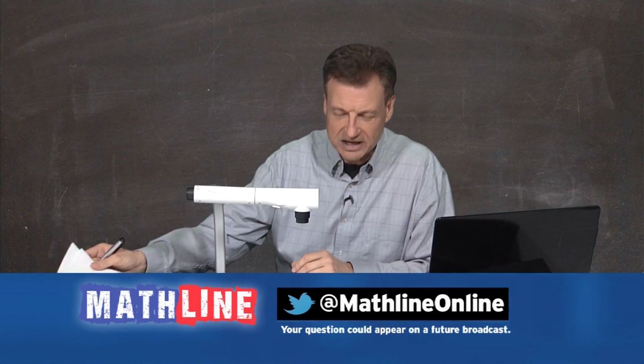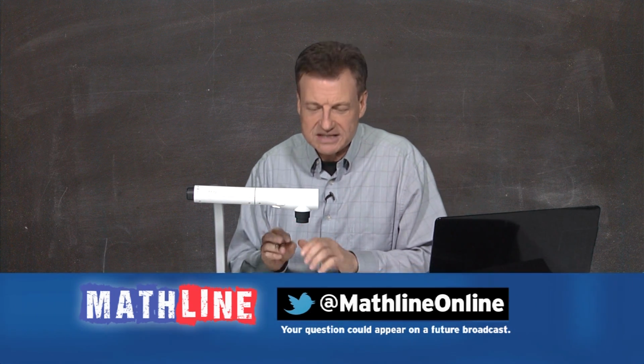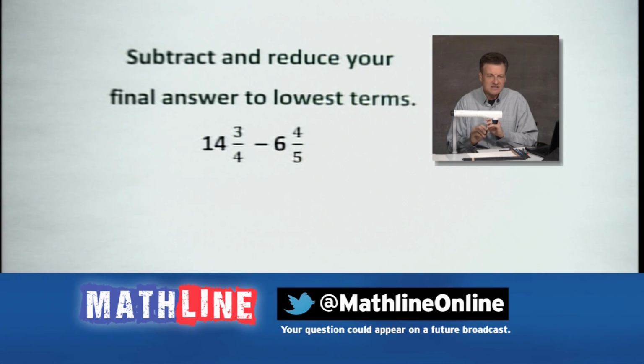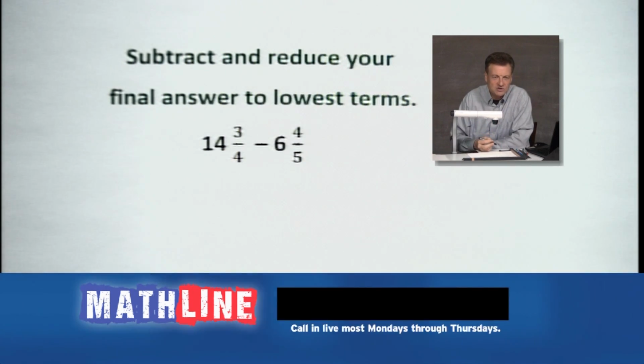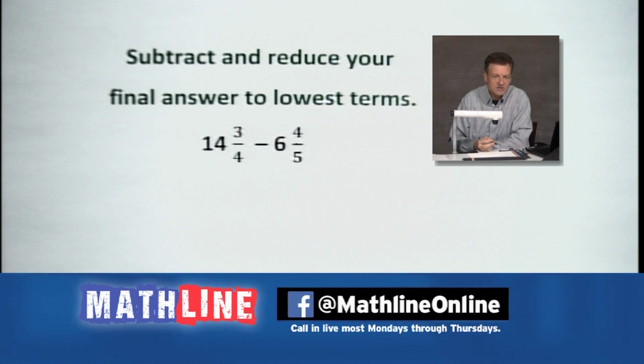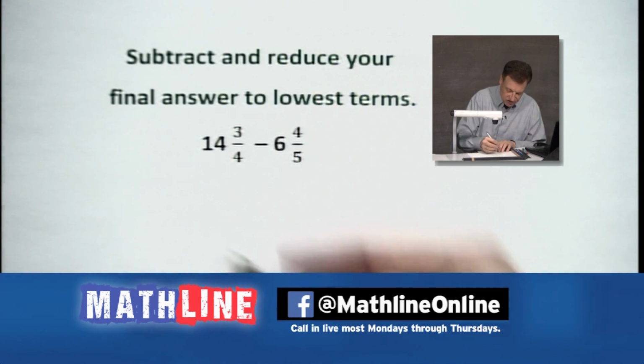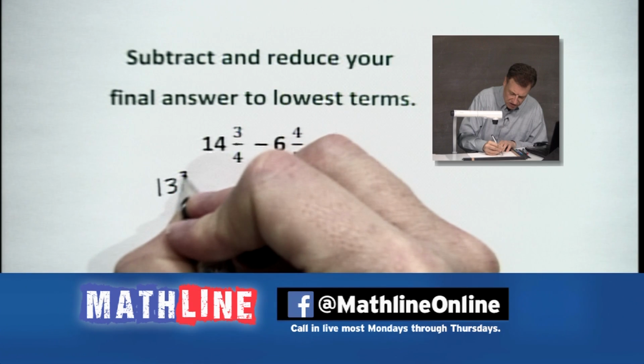Let's do one more here for the road. See if we can get this one out. This one, 14 3/4 minus 6 4/5. Are we ready? Set, go. We're going to subtract, and we're going to hopefully reduce our final answer to the lowest terms. Mixed fractions. Don't you love them? They're not hard to do, are they?